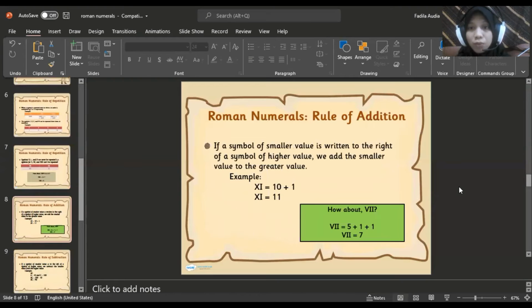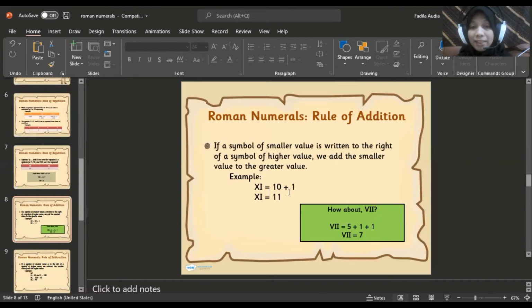Next, we have rule of addition. If a symbol of smaller value is written to the right of a symbol of higher value, we add the smaller value to the greater value. Example, XI is equal to 11. Why is XI equal to 11?